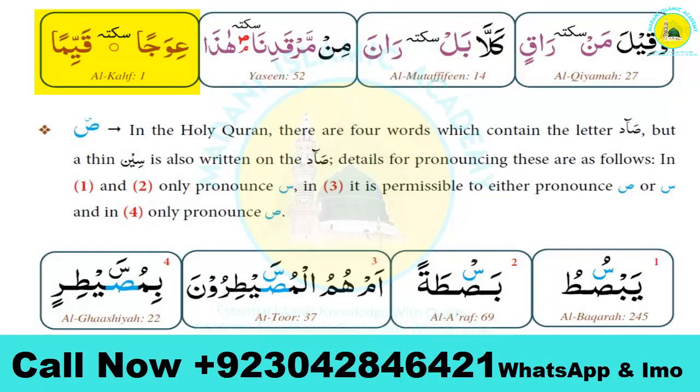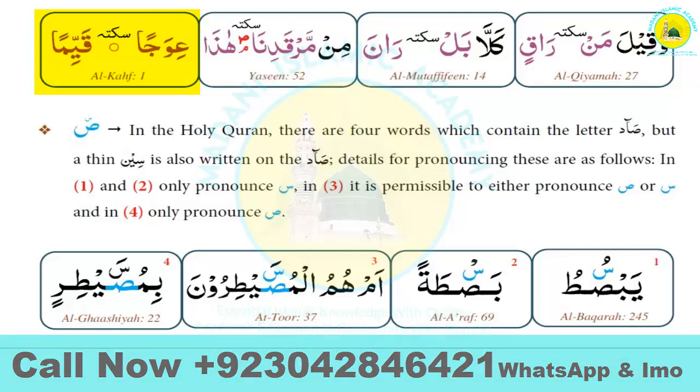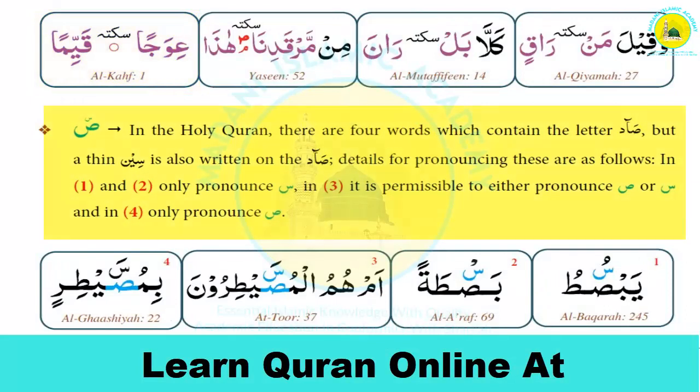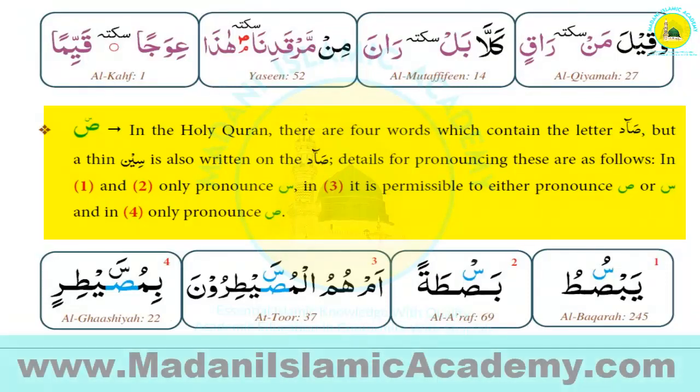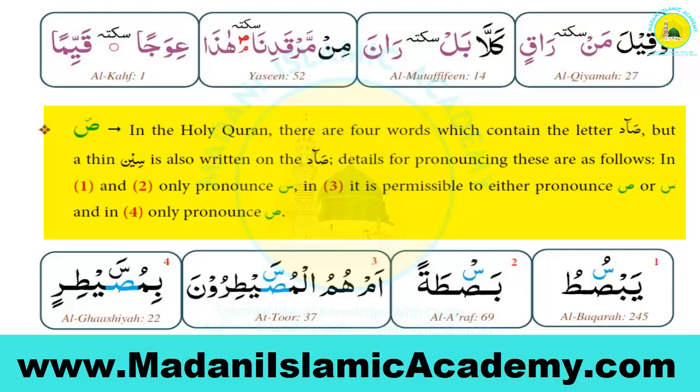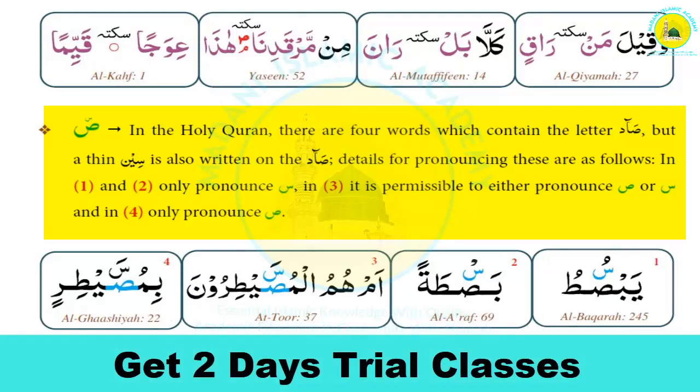MashaAllah. Now the next rule is Sad and the Seen. In the Holy Quran there are 4 words which contain the letter Sad, but a Seen is also written on the Sad. Details for pronouncing these are as follows. In box number 1 and box number 2, the Seen will be pronounced.